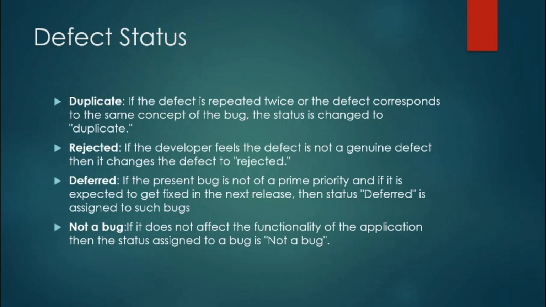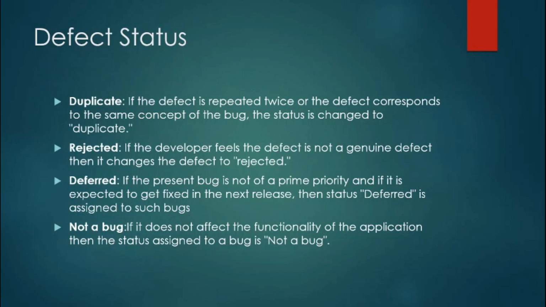Now the second one is rejected. Your defect can come into this status if the developer feels that the defect is not genuine or if they are not able to reproduce it. It may happen that you selected some wrong test data, or you were testing in some wrong environment, or you were testing this code when the code was not yet deployed. In that case, the developer can move your defect to rejected status.